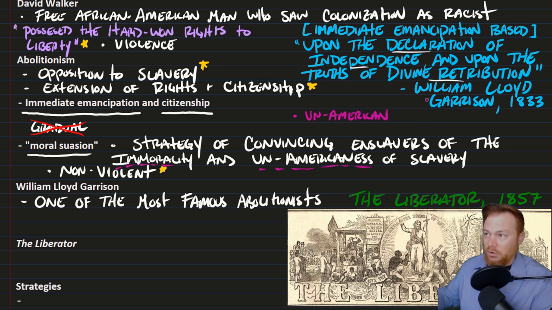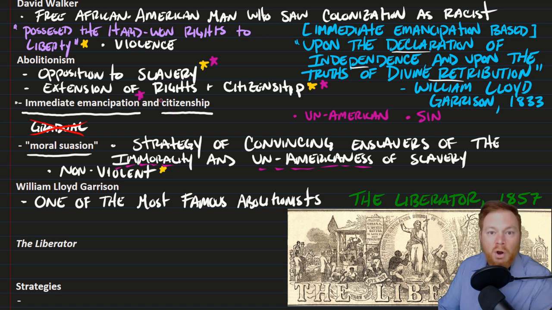right? If all of the rhetoric of the American Revolution is true, then that means that not only should you be opposed to slavery, but you should also endorse the extension of rights and citizenship, right? If all men are created equal and that actually means what you say it means, then you come to this logical conclusion, right? You have no other choice. And the other idea about slavery being a sin forces you to endorse immediate emancipation, right?